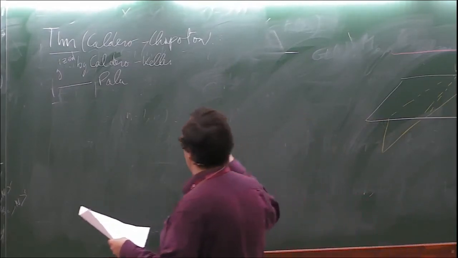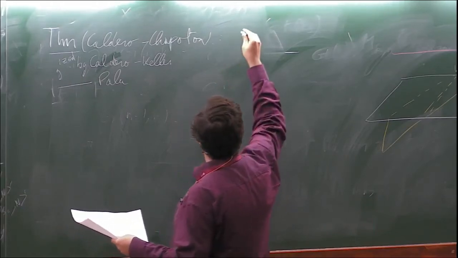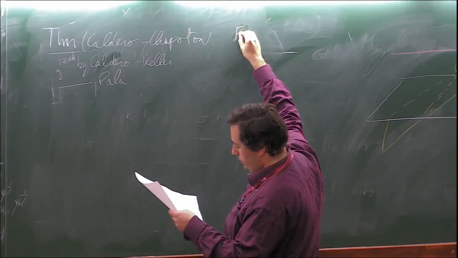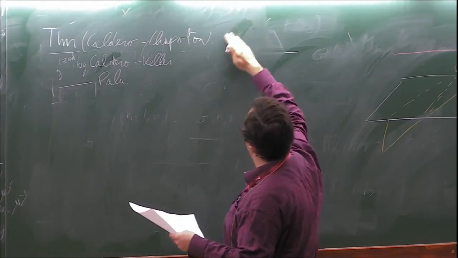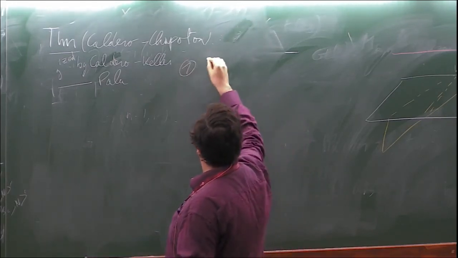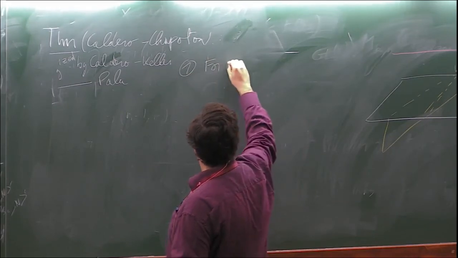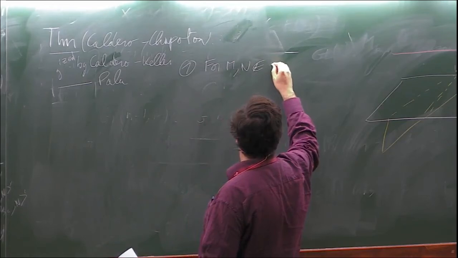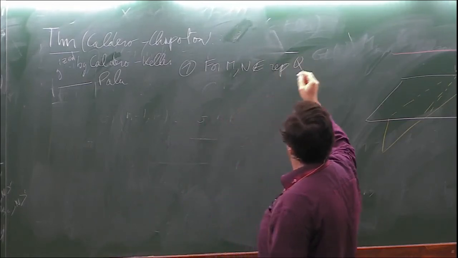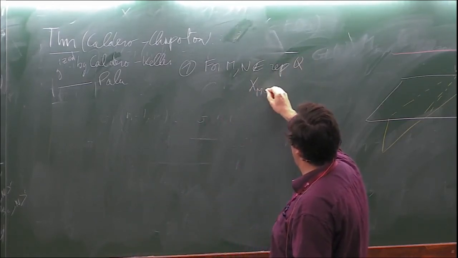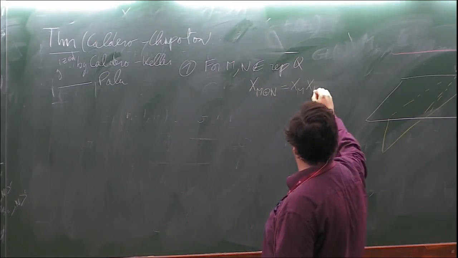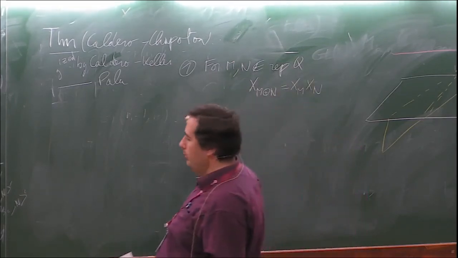So I take two representations. Which one? Okay, yeah, I will do three points. For M, N representations, we have X_{M⊕N} equal to X_M X_N. This is not the most difficult part.